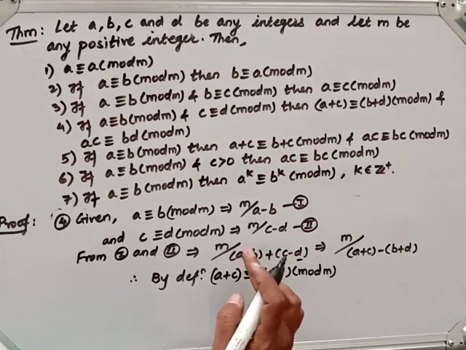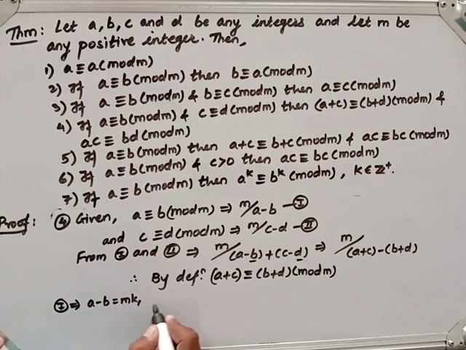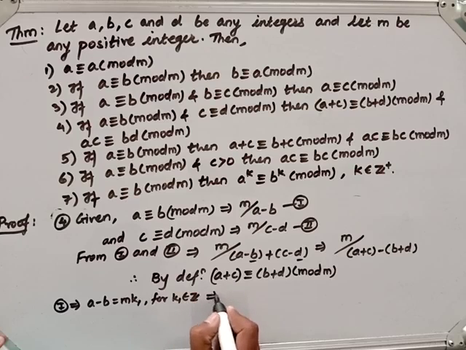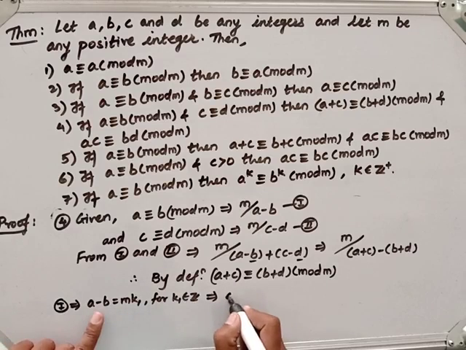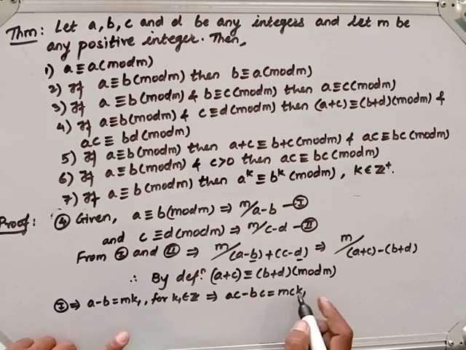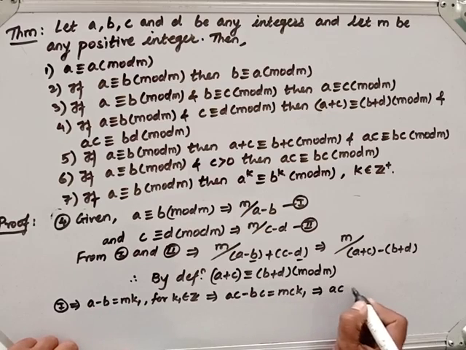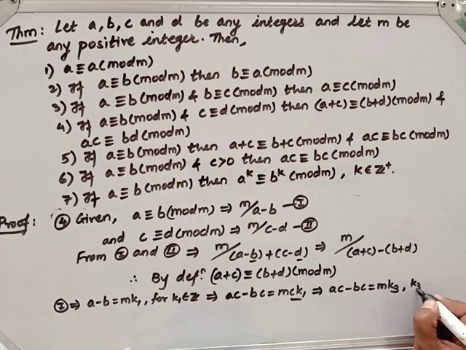So for that, now this 1, how can this 1 be written? 1 implies a minus b is equal to what? m k1, for k1 belongs to what? Z. Now this c is again an integer, so let us multiply throughout by c. So ac minus bc is equal to m into c into k1. That is same as ac minus bc equal to m into k3. I am giving the name k3 to ck1, where k3 is equal to ck1, that is also an integer.